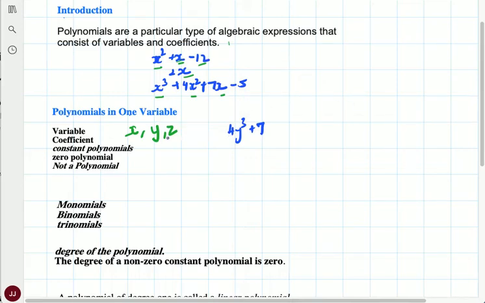So coefficients, whatever the values of the variables. Here, y cube has 4 as the coefficient. So the value associated with the variable is the coefficient. We are talking about the coefficient of y cube. Here the coefficient of y cube is 3, and if you take this one, the coefficient of x is 2, and here 1, and 4, 7.